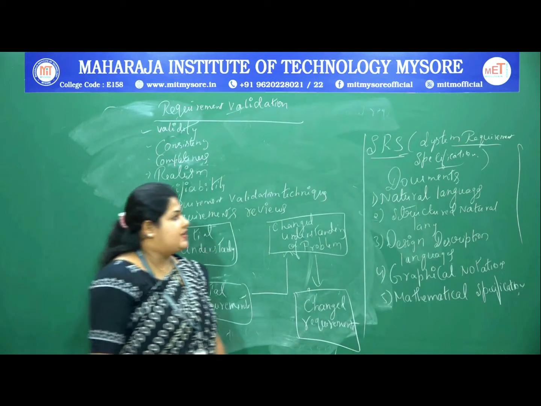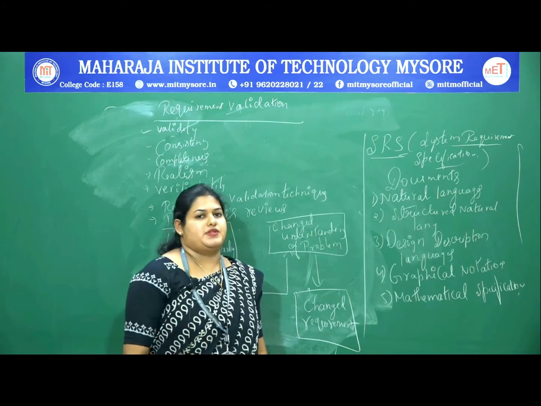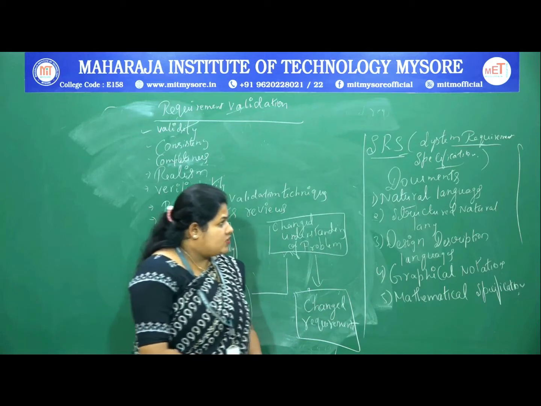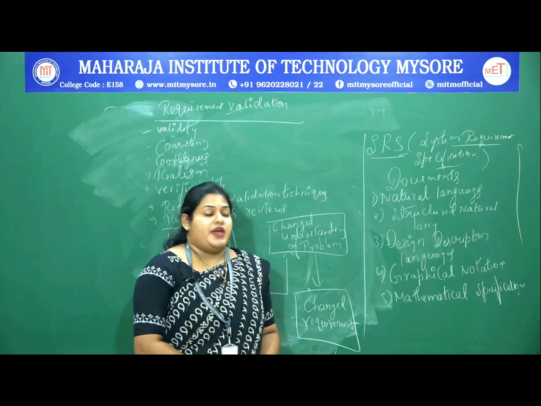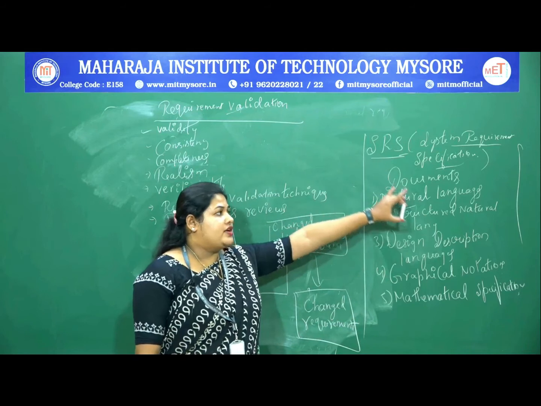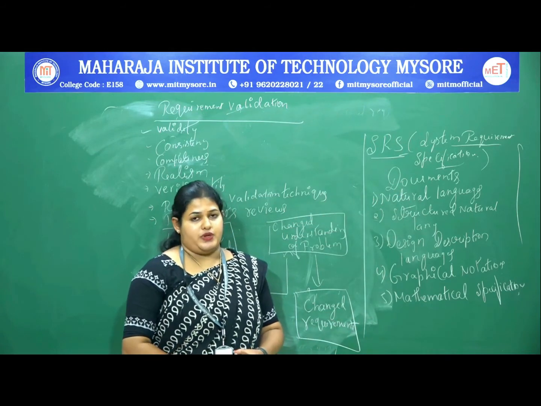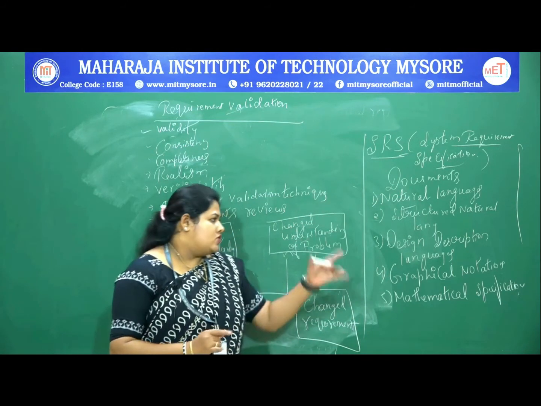So SRS, that is the system requirement specification. What is the use of this? As I said, that is the main documentation where the requirement specification should be done properly. Why? What is the use of it?